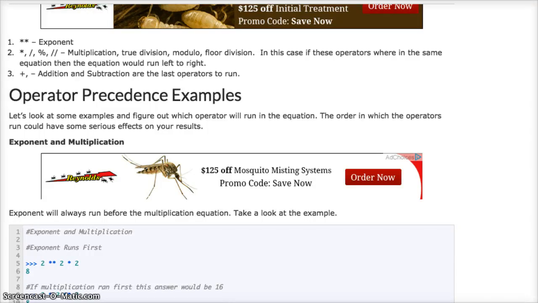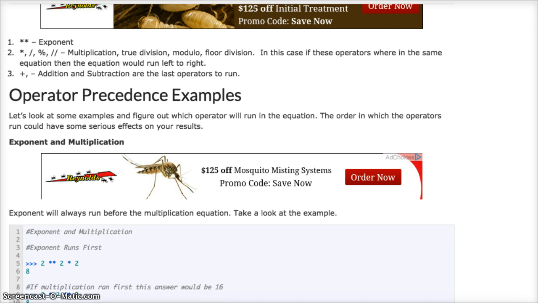Today we're going to talk about manually controlling the operator precedence, manually controlling how Python runs equations. In the previous tutorial we talked about the operator precedence, where we said exponent has the highest precedence over other operators like multiplication, true division, modulo, floor division, and addition and subtraction. Well, I'm going to show you how to manually control that.